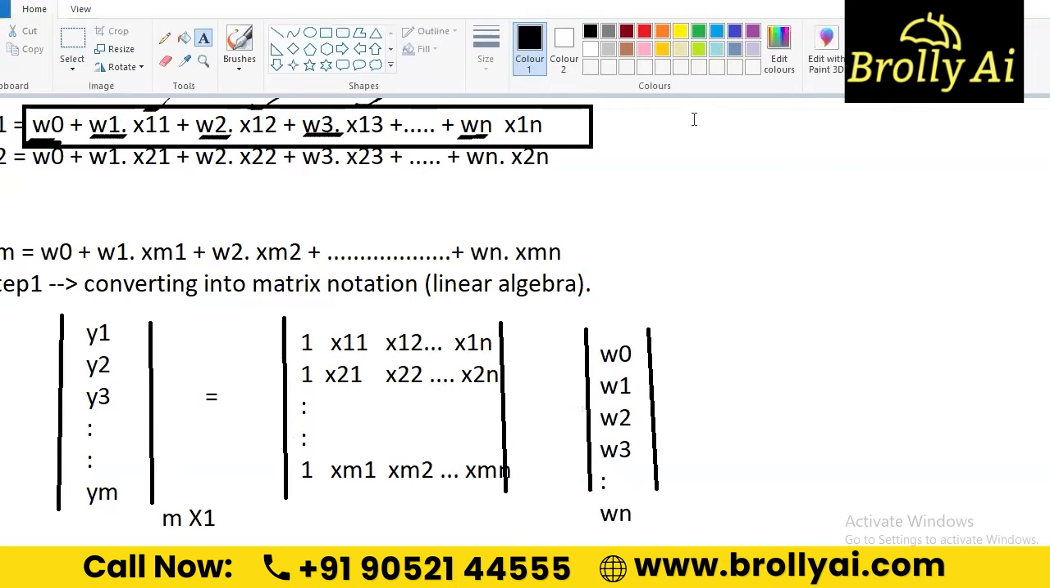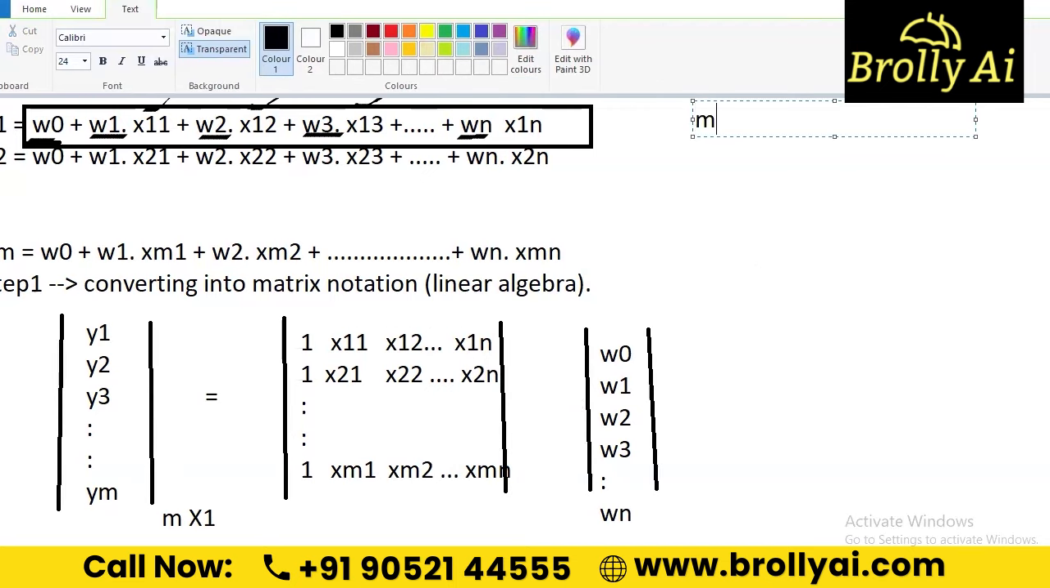Totally, as per this example, how many rows here? M rows. That means m observations. As per statistics, we call the rows observations. How many columns do I have? How many input variables? N input variables. Because of m rows, my output label matrix is m by 1: m rows, 1 column.